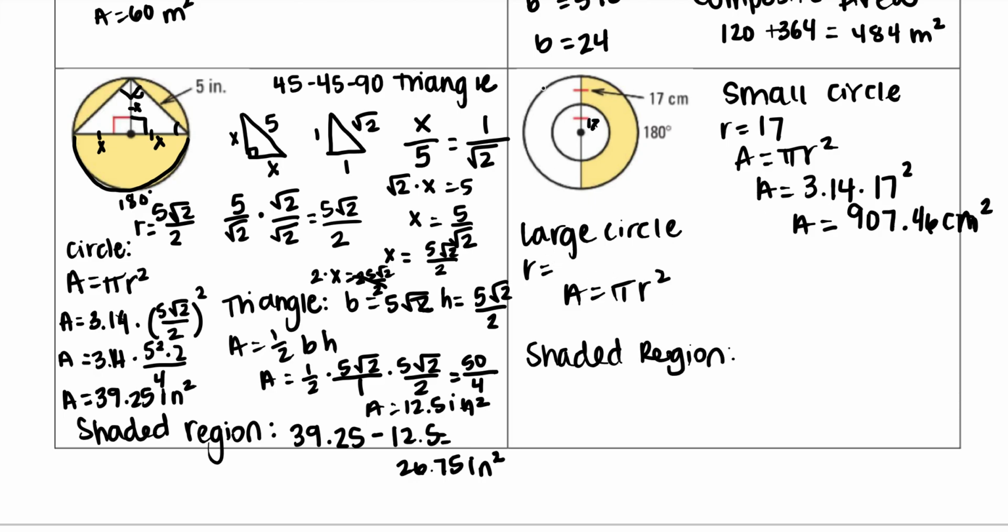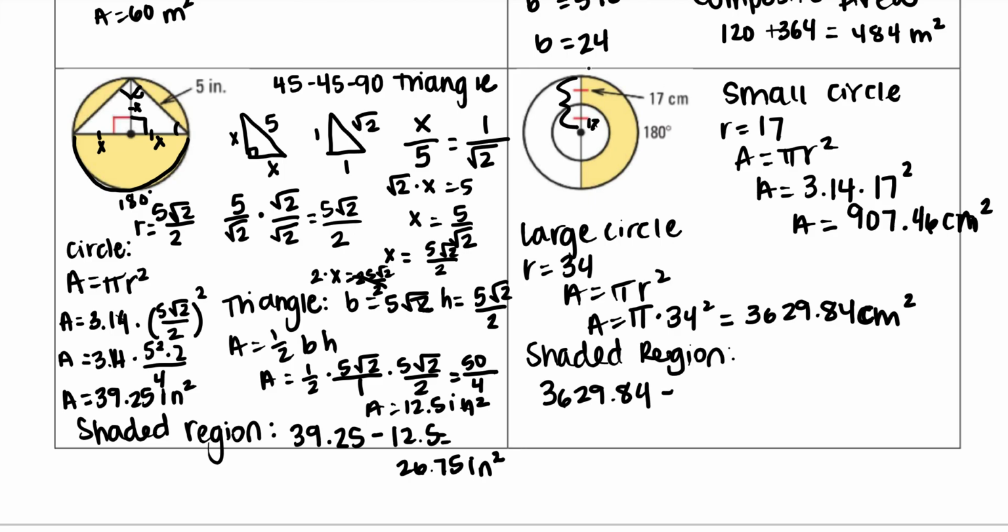The area of my large circle, well, now the radius of the large circle is 17 plus 17, so a total of 34. So the area will be pi times 34 squared, leaving us with approximately 3,629.84 centimeters squared. And once I have that, to find this shaded region, I'm first going to take the whole circle, 3629.84, and subtract the small circle.